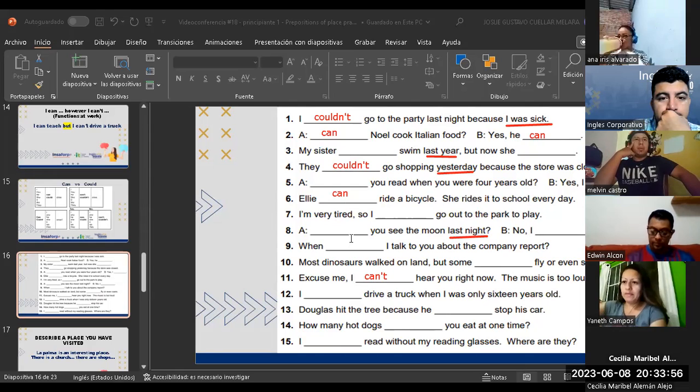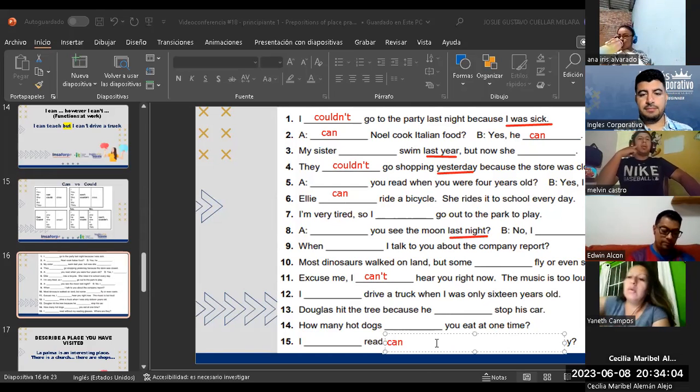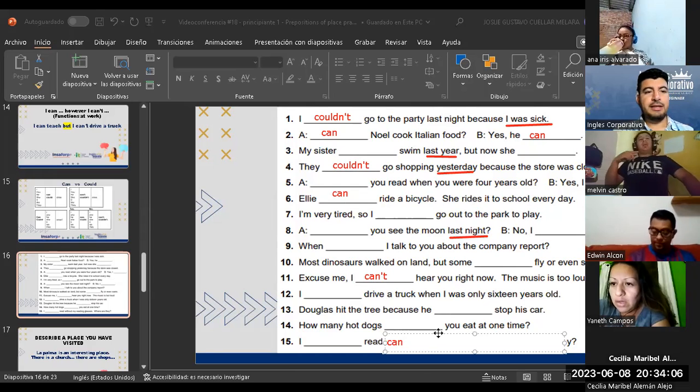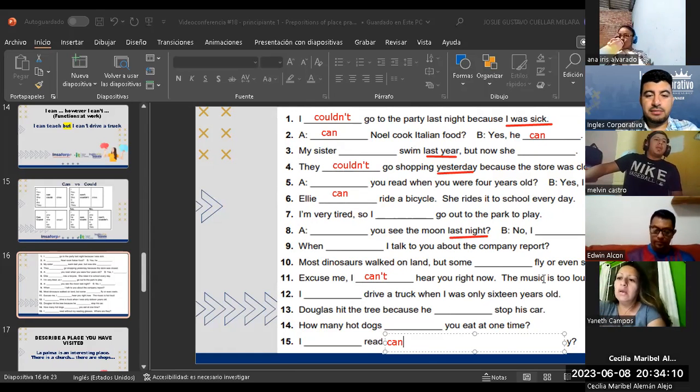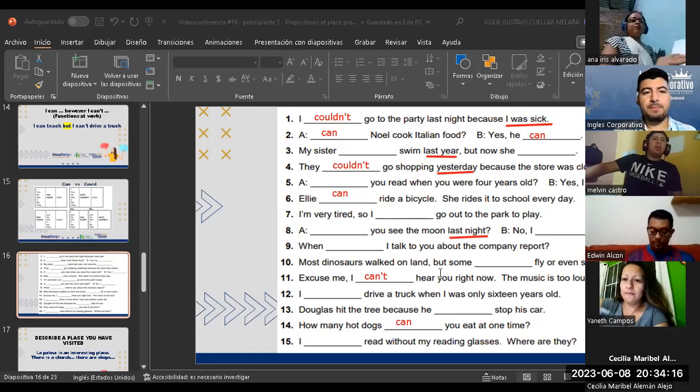Number 14. How many hot dogs can you eat at one time? ¿Cuántos hot dogs te puedes comer en una sola vez? Thank you. Well done. Jackie, and then we go with Pau.